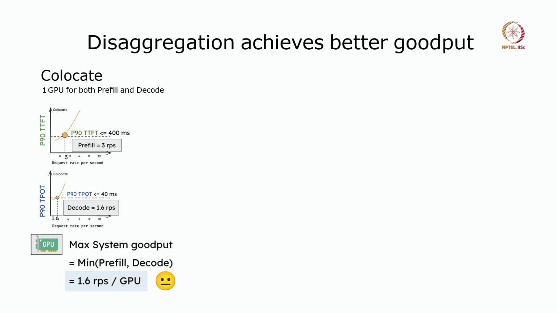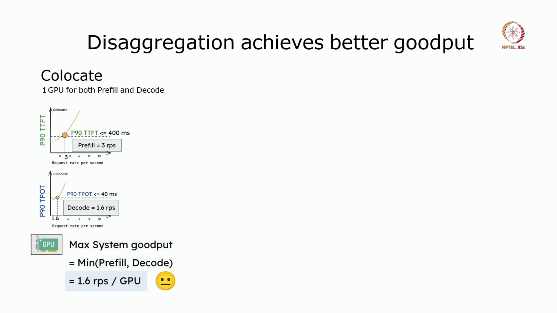Now, in the first result, we can see co-location, I mean one GPU for both prefill and decode. We are co-locating prefill and decode in one GPU. You can see that this is the TTFT, time to first token. The x axis is requests per second and the y axis is time to first token. Okay. So you can see the P90 means the P90 TTFT is less than 400 milliseconds.